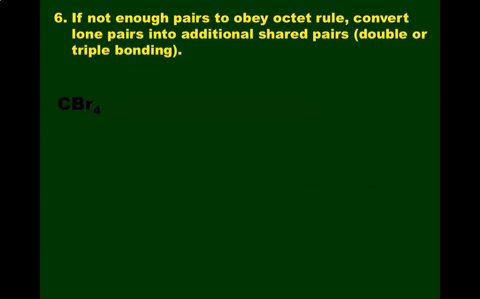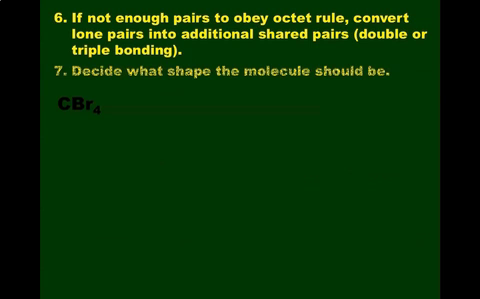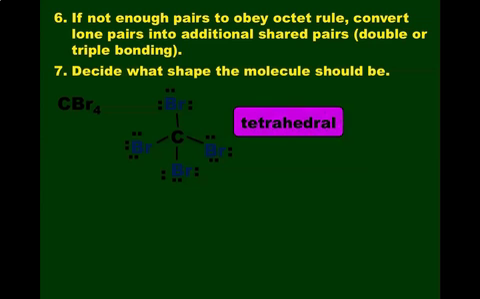If there are not enough pairs to obey the octet rule, then we convert the lone pairs into additional shared pairs, which would mean we have double or triple bonding, and I'll show you an example of that a little bit later. Then we decide what shape the molecule should be. Carbon has no lone pairs on it and it has 4 atoms on the outside. If we think back to our VSEPR theory, 4 atoms on the outside gave us a tetrahedral shape.